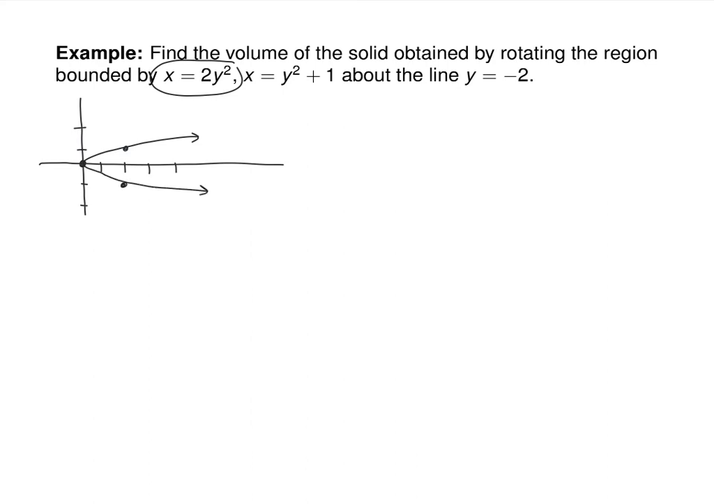y squared plus 1, when you input y equals 0, you get x equals 1. When you input y equals 1 and -1, you get 2 for the x's, so it looks a bit like this, a bit wider parabola. So we're going to spin this region about the line y equals -2.